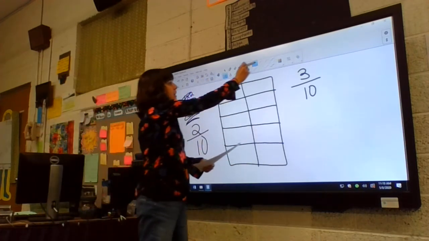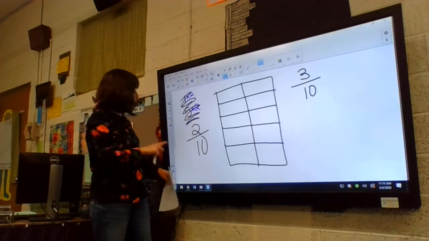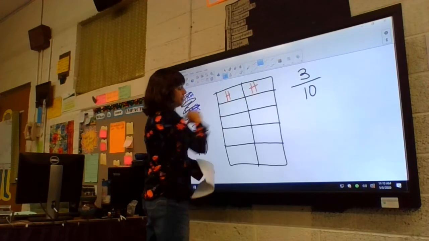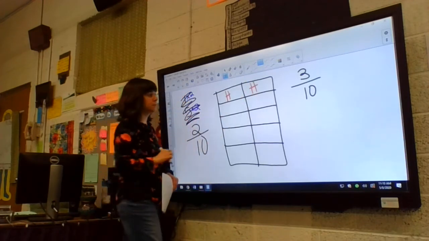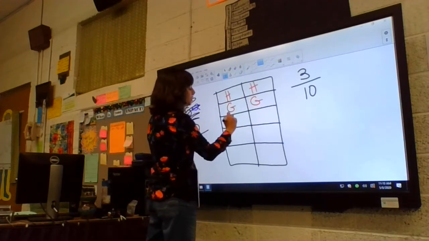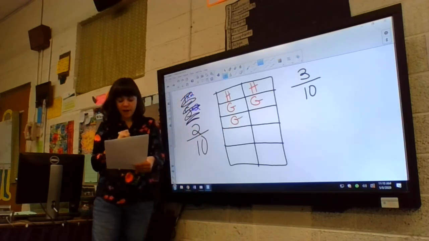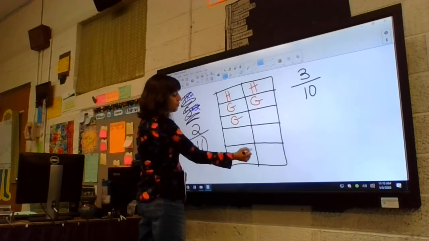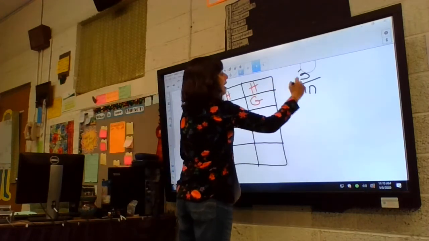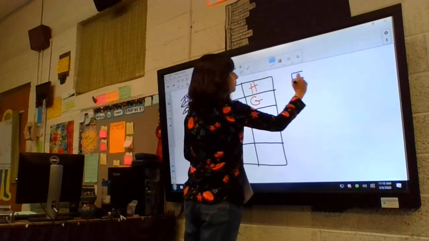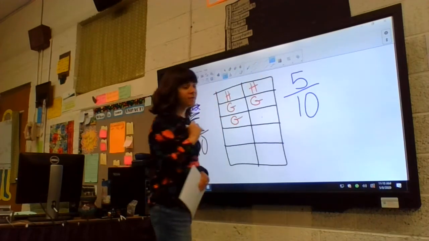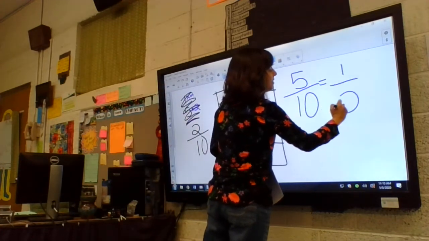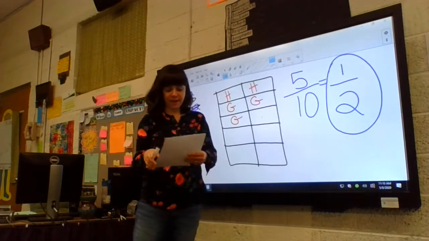Okay, so he uses 1/5 or 2/10 to mow his yard. We'll put H for his yard. And then he uses 3/10 to mow his grandmother's yard. So 1, 2, 3. And then it says how much gas is left in the can. So I can see there are 1, 2, 3, 4, 5 pieces left out of 10. And then if you simplify, 5/10 is the same thing as 1/2. So he used 1/2 gallon and he has 1/2 gallon left.